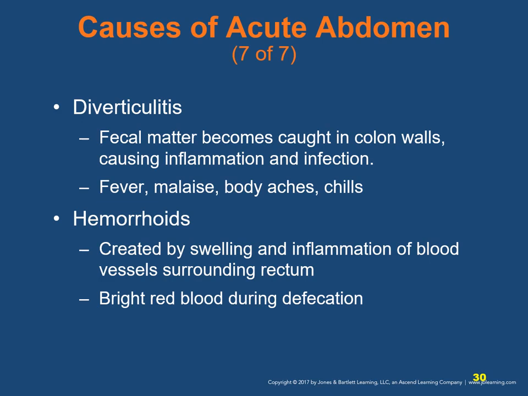Hemorrhoids are an abdominal problem that occur when swelling and inflammation of blood vessels surrounding the rectum produce hemorrhoids, and these may result from conditions that increase pressure on the rectum or irritation of the rectum. Increased pressure may be caused by pregnancy, straining at stool, in other words, straining when a patient is on the toilet, and chronic constipation. Diarrhea can also cause irritation that results in hemorrhoids. They present as bright red blood during defecation, but it is usually minimal bleeding and it is easy to control. Patients may also experience itching and a small mass on the rectum.